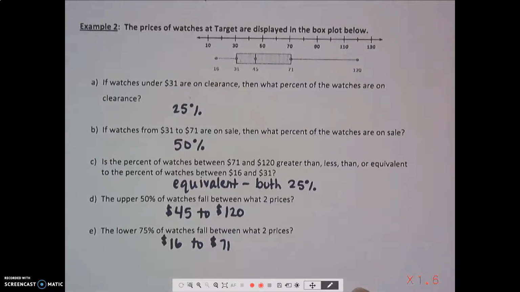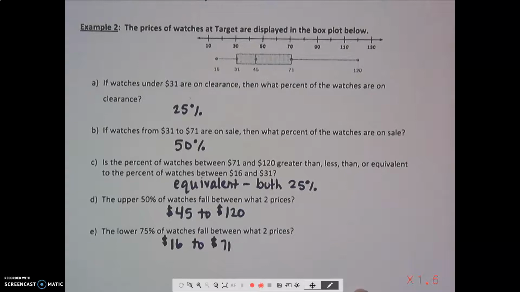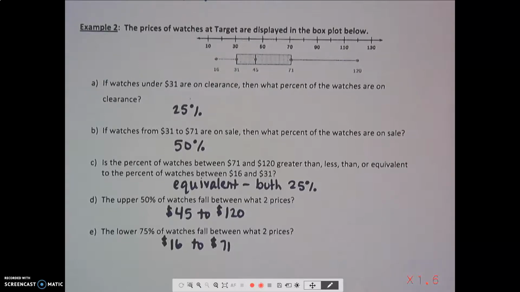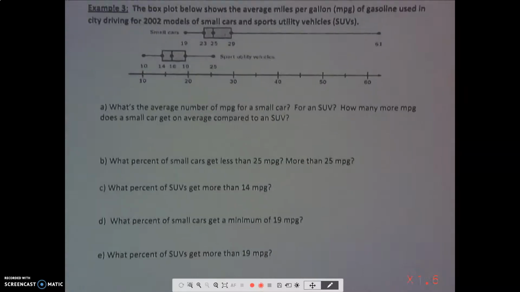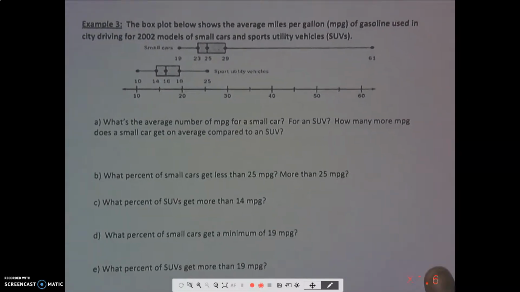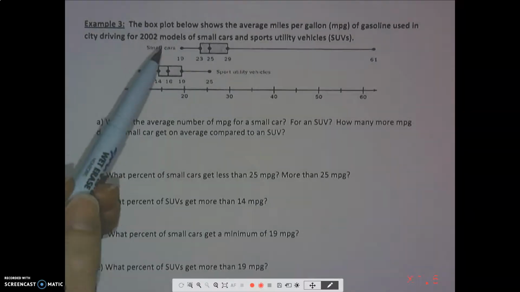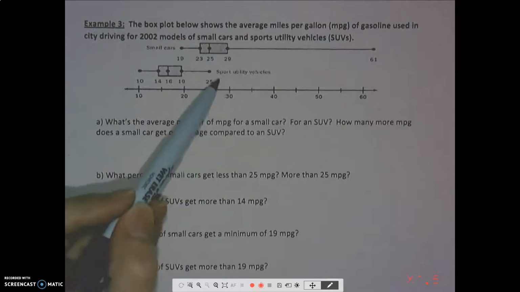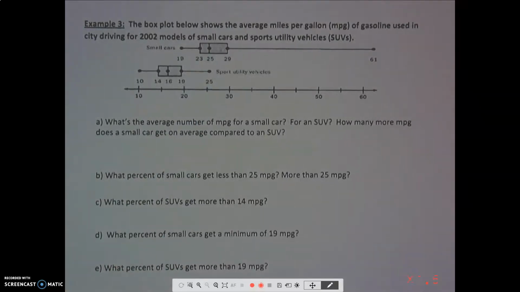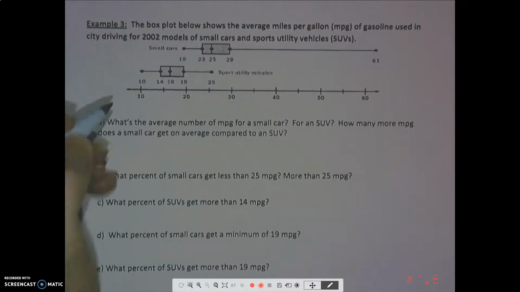All right. So moving on, we're going to actually talk about what is called a double box and whisker plot. And so this is comparing two different bits of information at the same time. Okay, so we're looking at the average miles per gallon, MPG, of gasoline used in city driving for 2002 models of small cars and SUVs. Okay, so what's the average number of miles per gallon for a small car?